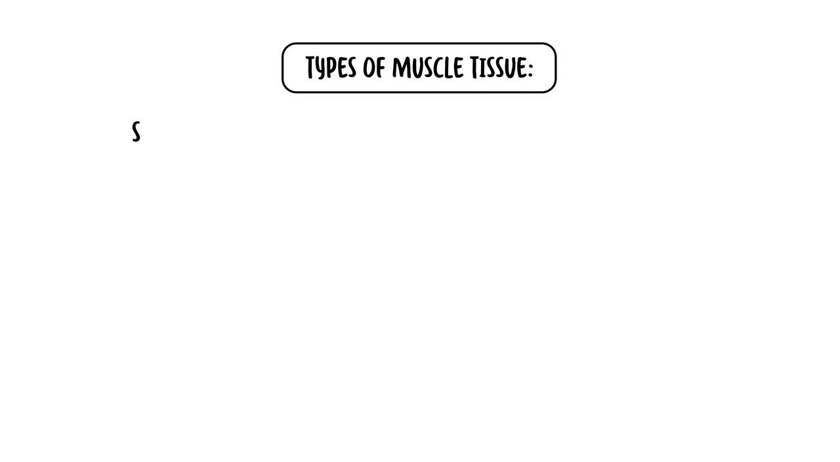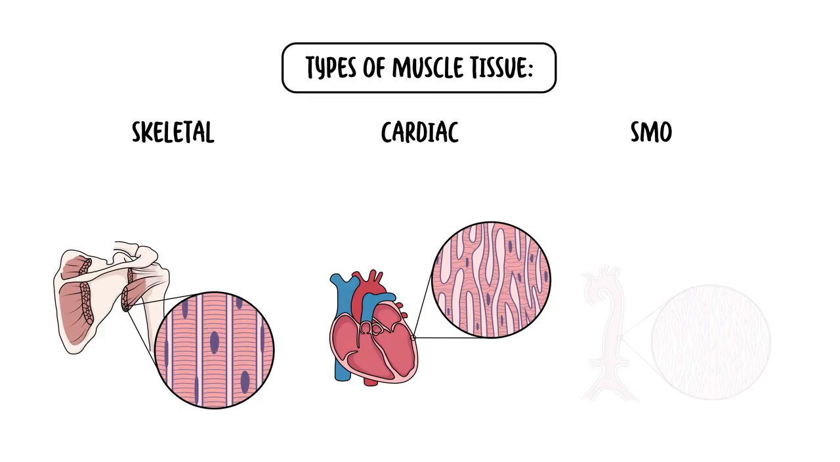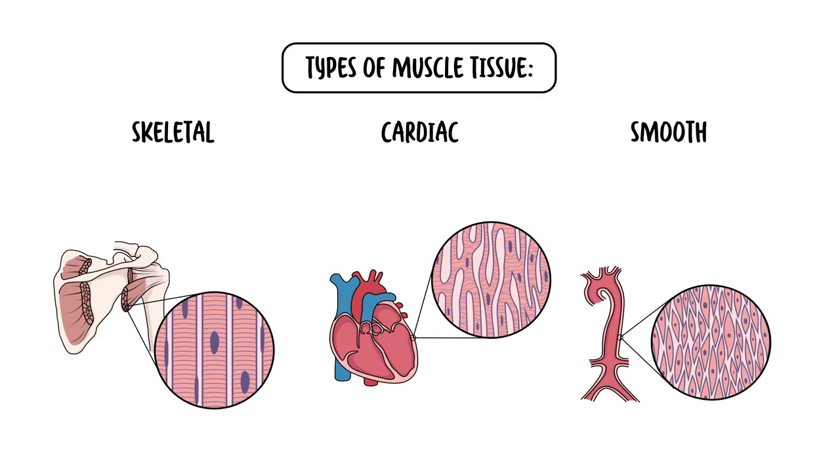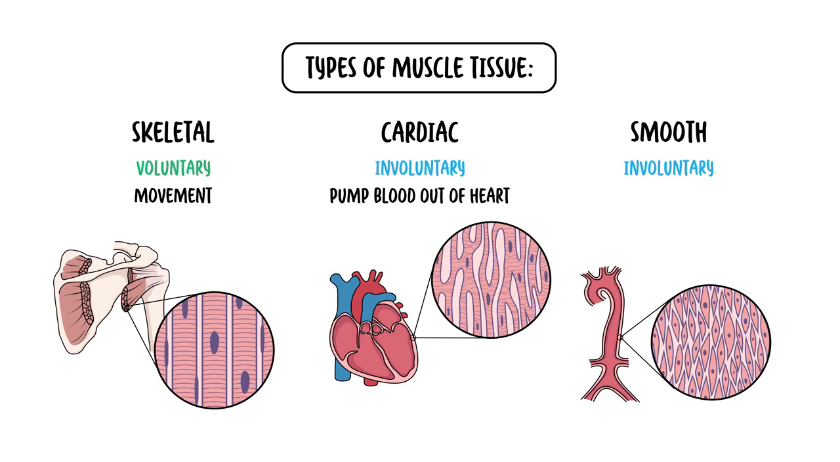There are actually three types of muscle tissue: skeletal muscle, cardiac muscle, and smooth muscle. Skeletal muscle is voluntary. These are muscles that help movement, such as bending my arm. Cardiac and smooth muscles are involuntary. Cardiac muscles contract to pump blood out of the heart, and smooth muscles line the blood vessels and our intestines to help move things down the pipe.